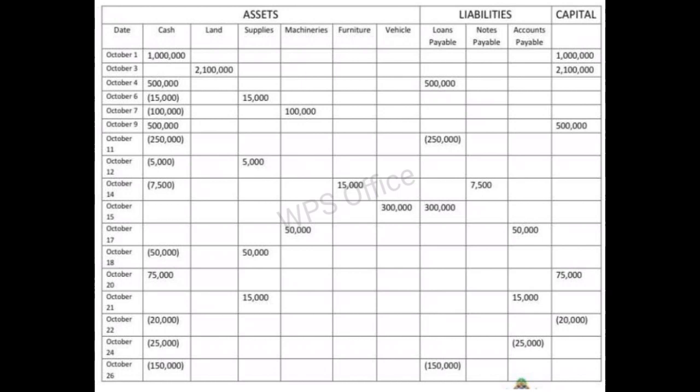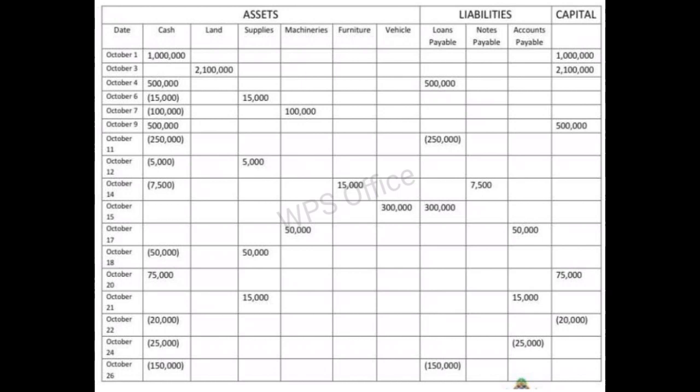So moving on, I will be showing you the table where we break down and calculate the transactions that PDL company has made. The first transaction starts on October 1, where the owner invested cash amounting to 1 million pesos. It is under cash and also in the capital. On October 3, the owner invested land amounting to 2,100,000 pesos, under the land and also in the capital. On October 4, the owner received 500,000 pesos cash from a bank loan. So we can see that here in the cash and also in the loans payable.